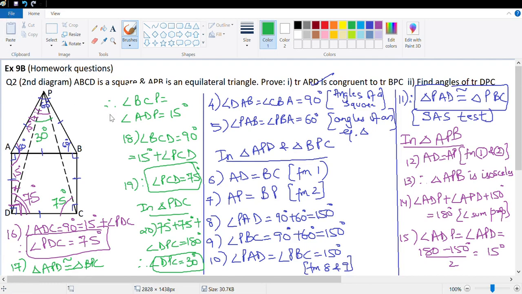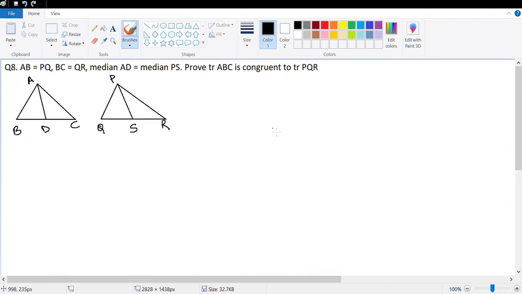The next homework question that we had was question number 8. Question number 8 says, in triangle ABC and PQR, AB is equal to PQ. So let's mark AB is equal to PQ, BC is equal to QR, and median AD is equal to median PS. So AD is equal to PS. We need to prove ABC congruent to PQR. Okay, so let's just write that down.